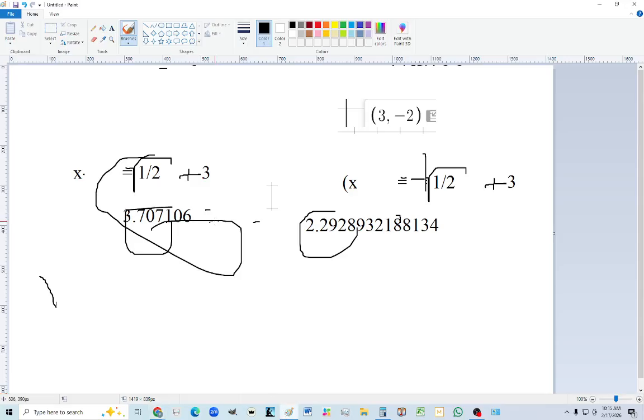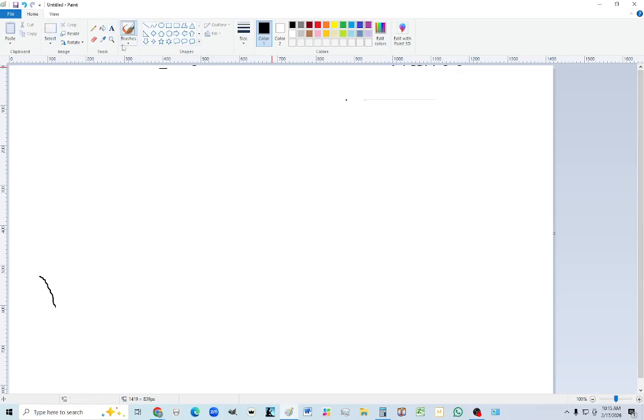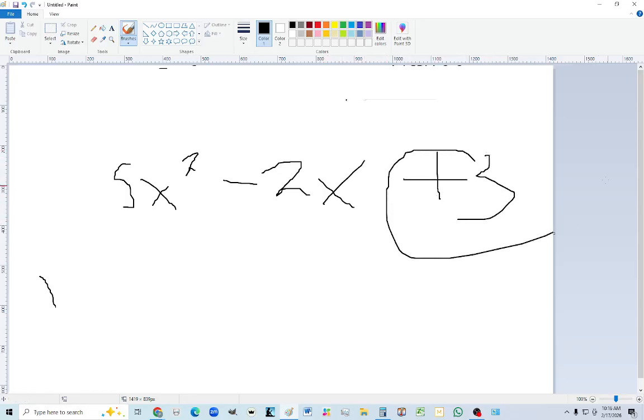There are other situations where completing the square will be incredibly annoying. Like suppose you have 5x squared minus 2x plus 3. Well, our first step is moving the 3 aside. So we get 5x squared.